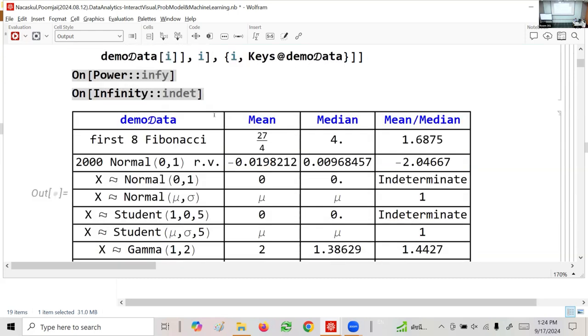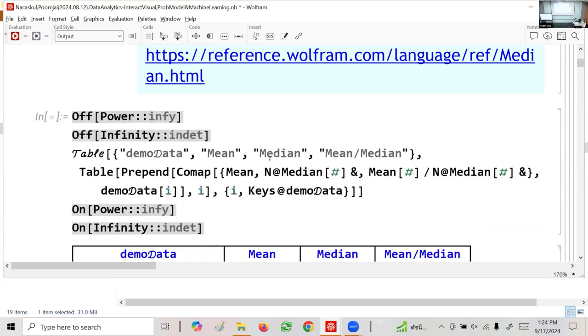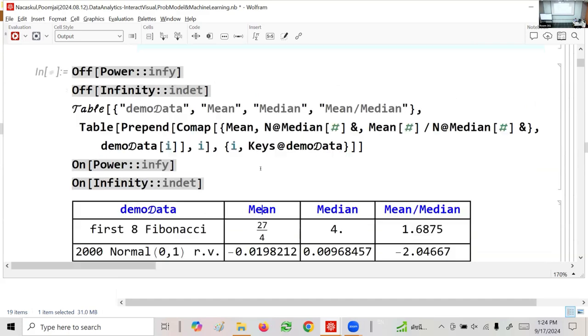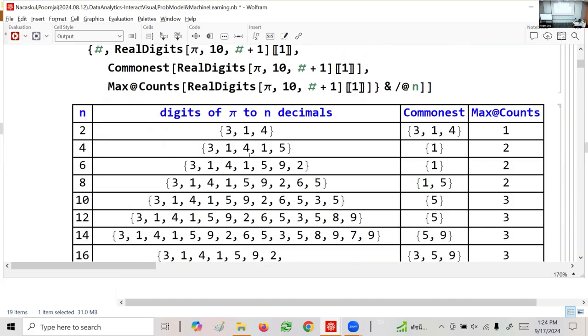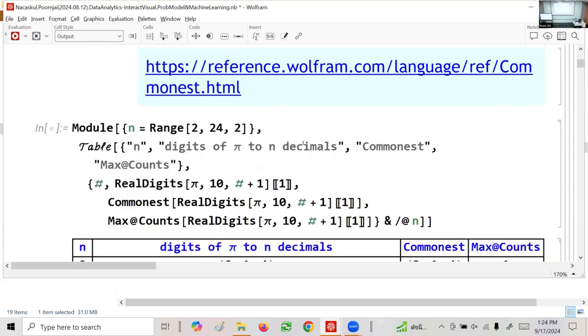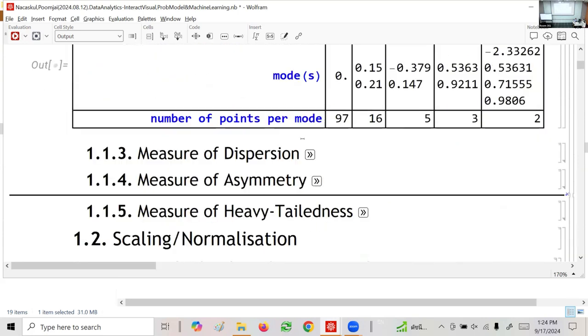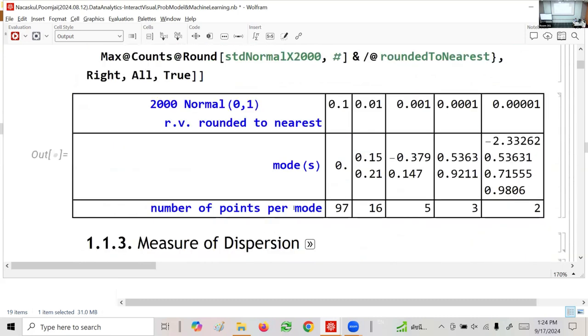So median and mean are not the same. Now, it would be exactly the same for cases where it's symmetric. I'll show you later. So anyway, mode, this is kind of a measure of, so let's do this.